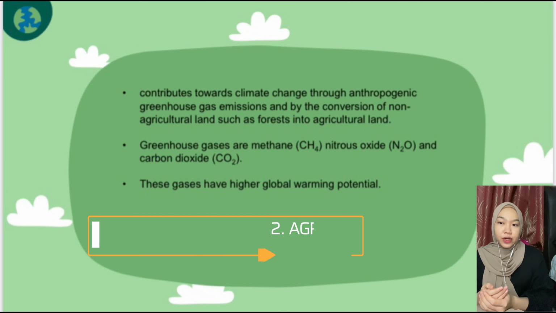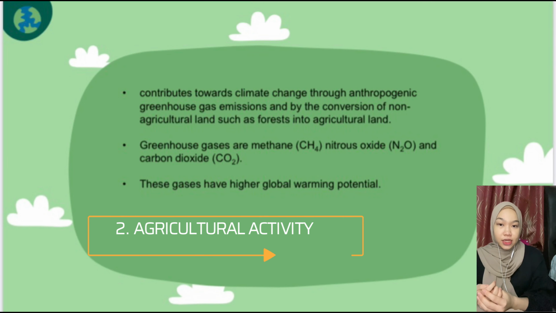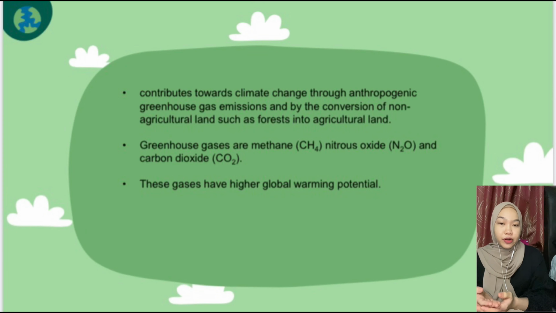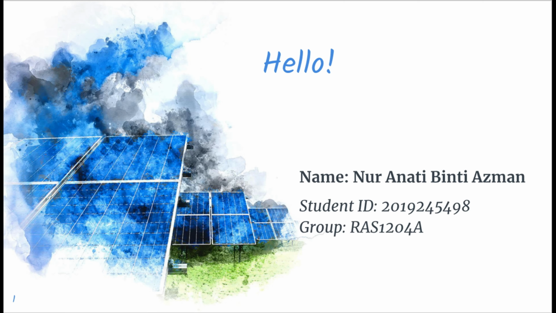Agriculture contributes toward climate change through anthropogenic greenhouse gas emissions and by the conversion of non-agricultural land such as forests into agricultural land. Greenhouse gases have different sources within agriculture. The greenhouse gases are methane, nitrous oxide and carbon dioxide. These gases have higher global warming potential.